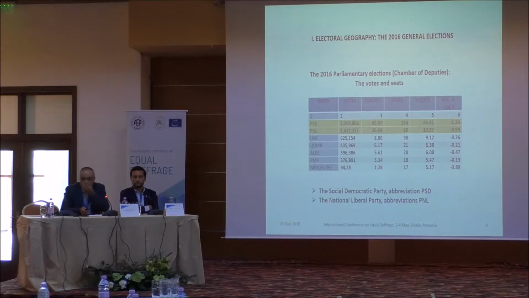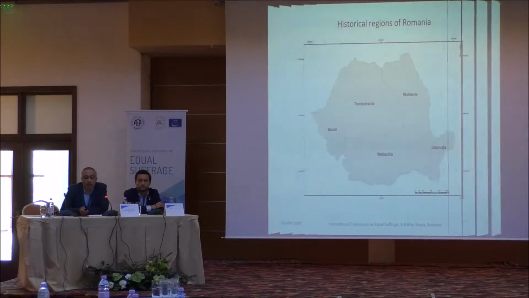First of all, the results of the elections held in 2016. First parties placed in Romanian elections, Chamber of Deputies. The data is only for the Chamber of Deputies. It was Social Democrats and Liberals. Social Democrats with more than double the votes of the Liberals.